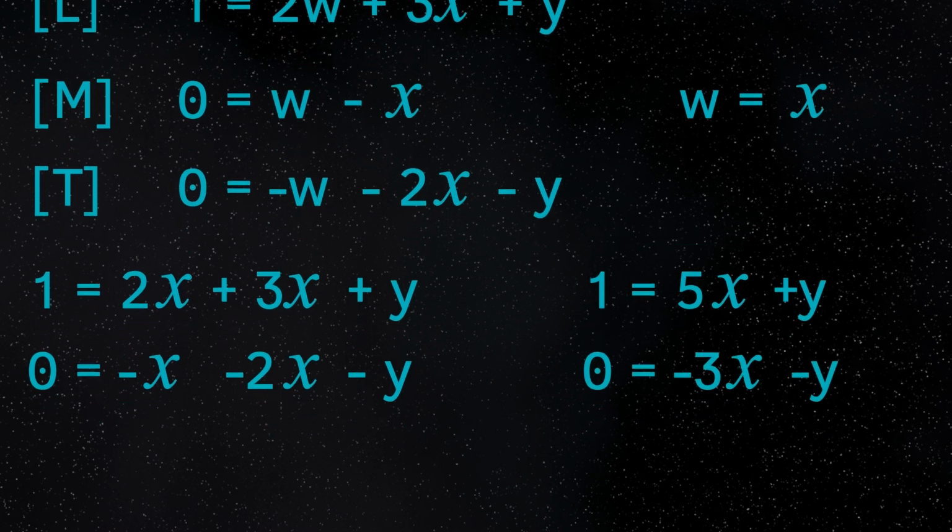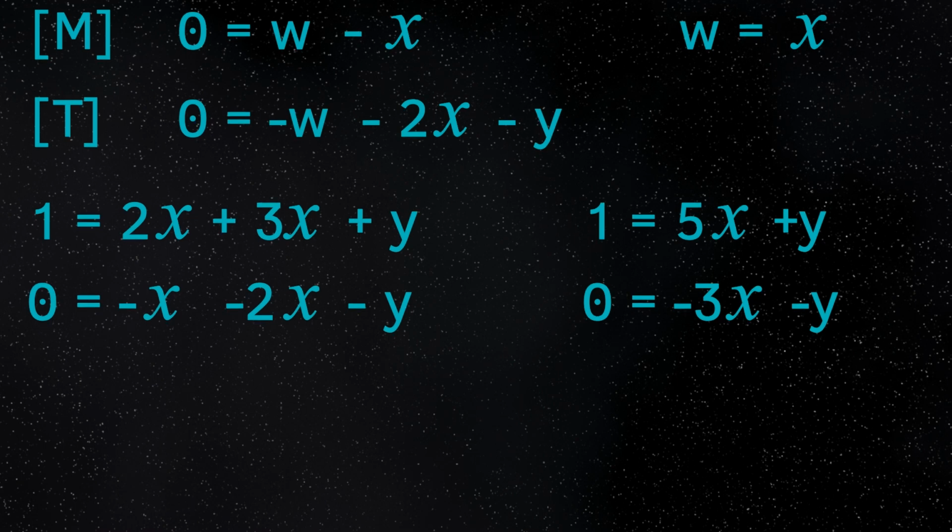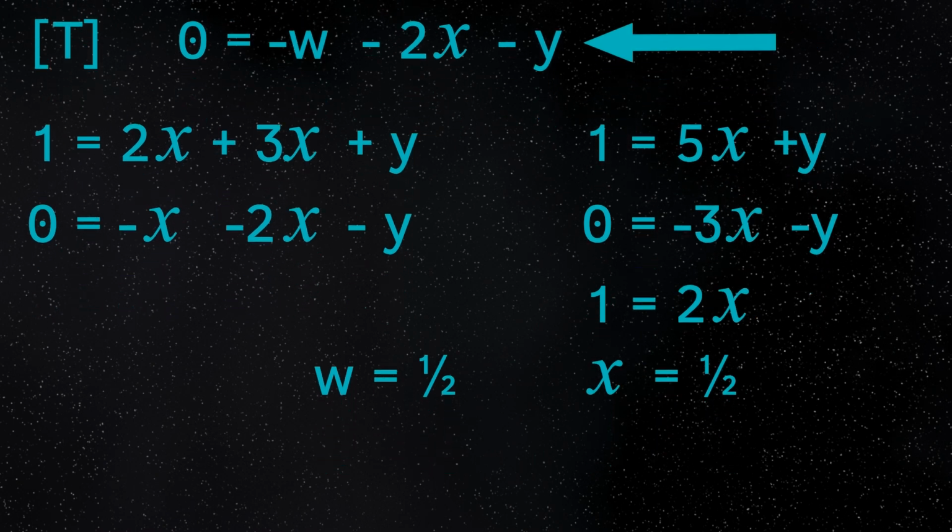We can now solve these as simultaneous equations. If we add the equations together, it gives us that 2x equals 1. So therefore x is a half. And if x is a half, w is also a half. We can now substitute in our values of x and w into this equation, and we get that minus y equals 3 over 2, and so y therefore equals minus 3 over 2.